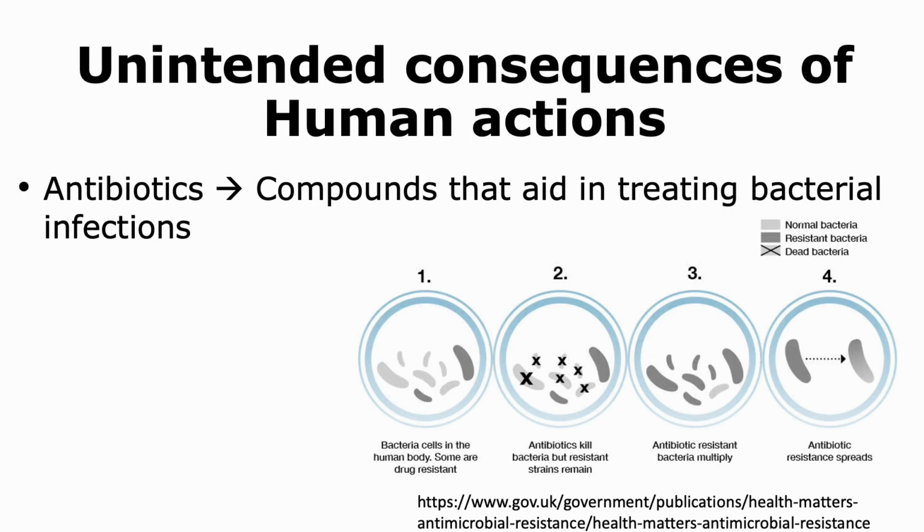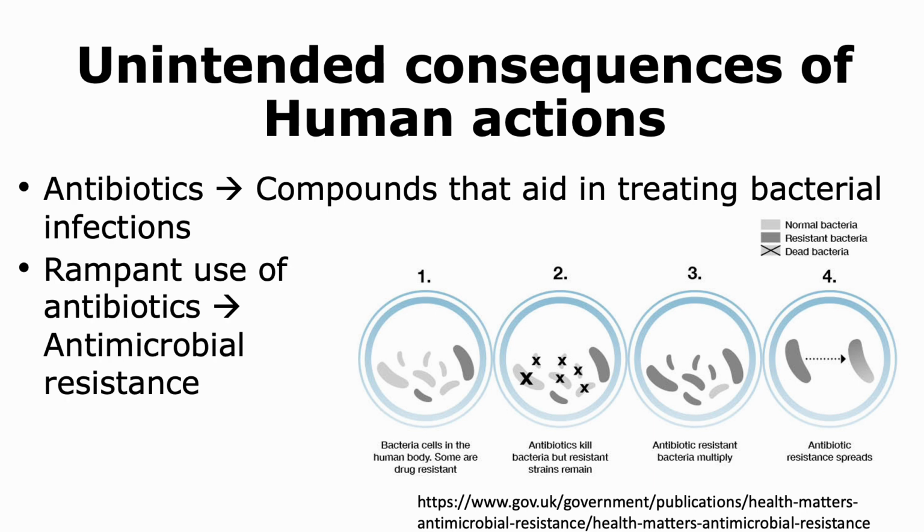There are also unintended consequences of human actions, for example, the growth in antimicrobial resistance in bacteria. Antibiotics are compounds that are commonly used for treating bacterial infections. However, due to the rampant use of antibiotics, there is an increase in antimicrobial resistance. If you try to see why this happens, it's important to know that in the environment, there's usually a mixture of normal bacteria and other bacteria that are resistant to antibiotics.